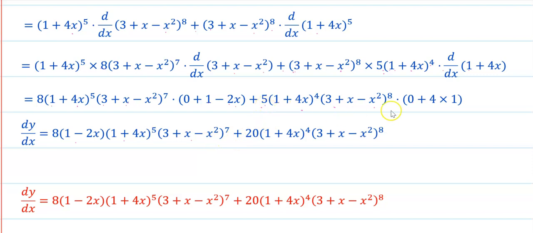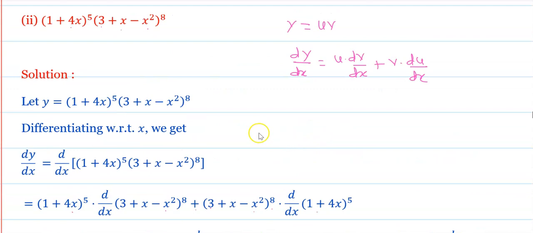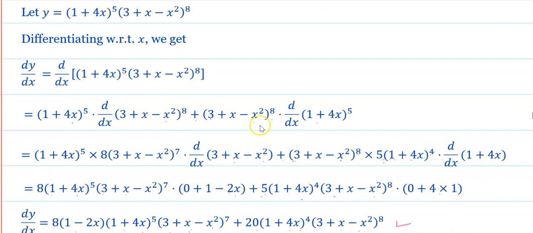Here is a 5 into 4. That will be 20 into (1 plus 4x) raised to 4 into (3 plus x minus x squared) raised to 8. And in this way, the final answer is dy by dx is equal to 8 into (1 minus 2x) (1 plus 4x) raised to 5 (3 plus x minus x squared) raised to 7 plus 20 (1 plus 4x) raised to 4 into (3 plus x minus x squared) raised to 8. And in this way. Okay. Long steps in this.